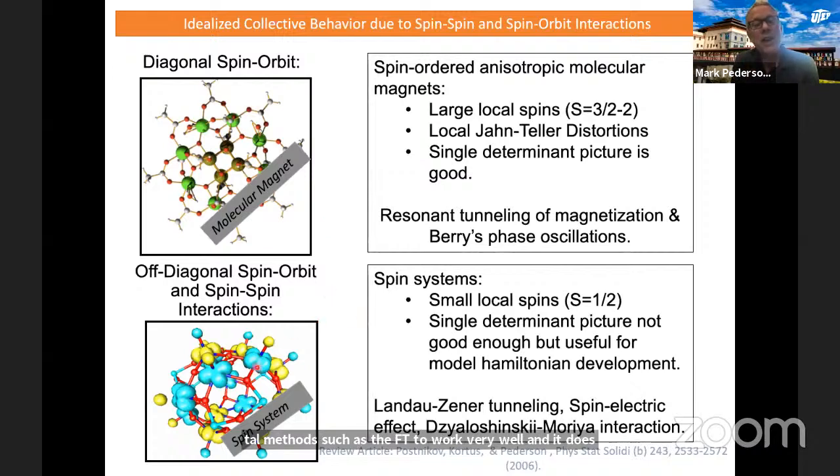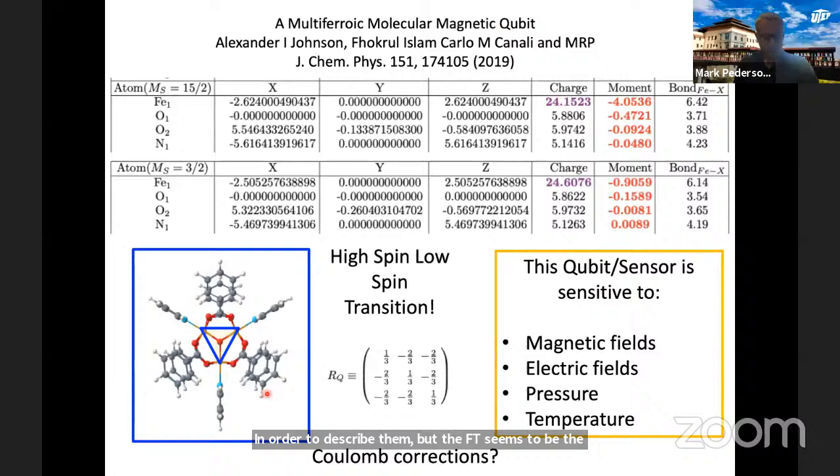The other type is when you have small spins, which would mean that the lowest excitation in the problem was one electron doing a somersault on its site. And in the zero overlap limit, that would be a zero energy excitation. For these systems, they're intrinsically multi-configurational, and you need to map them onto a Heisenberg Hamiltonian or something of that nature in order to describe them. But DFT seems to be the best way to approach these systems.